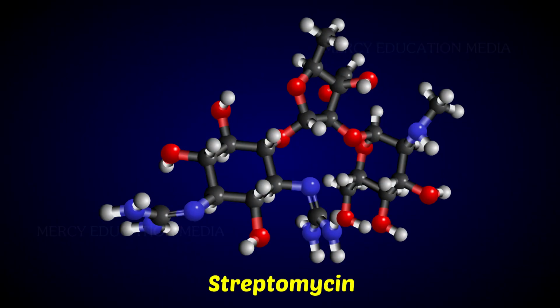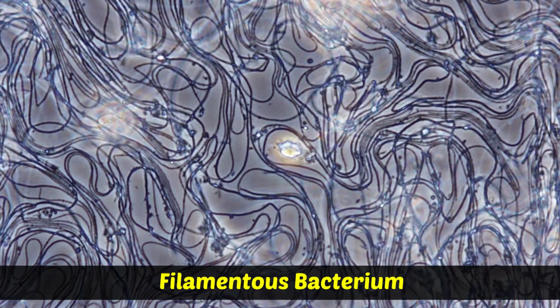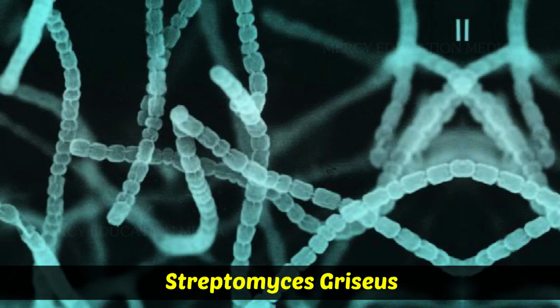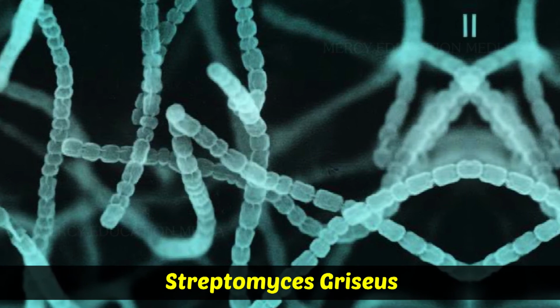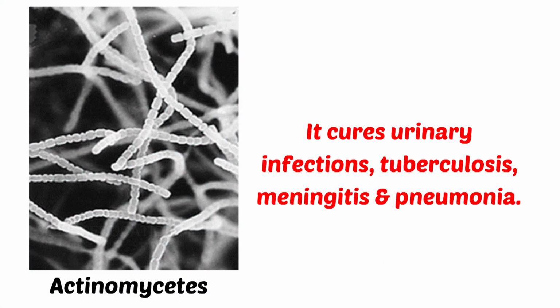Streptomycin is obtained from the filamentous bacterium Streptomyces griseus, actinomycetes. It cures urinary infections, tuberculosis, meningitis, and pneumonia.